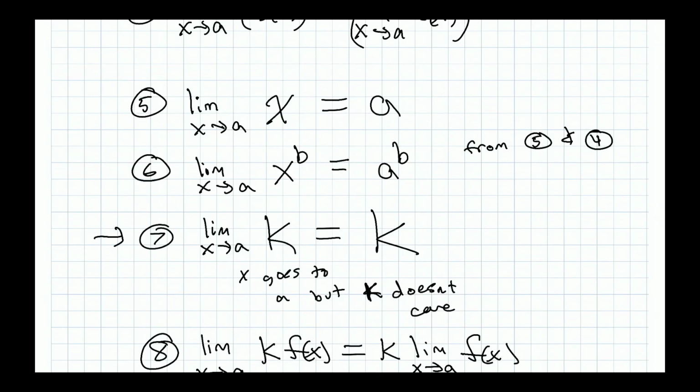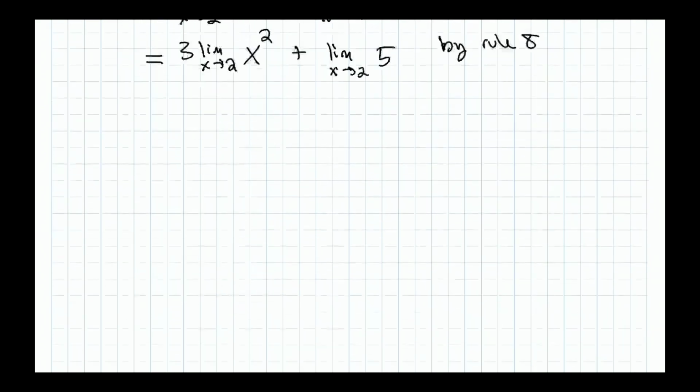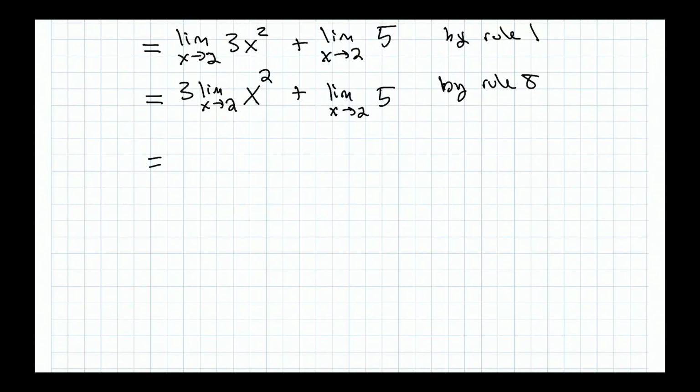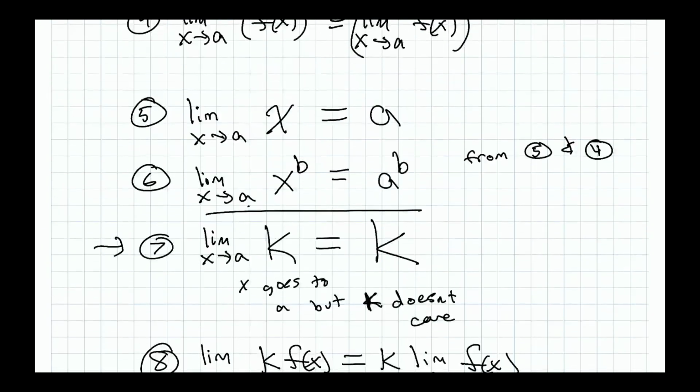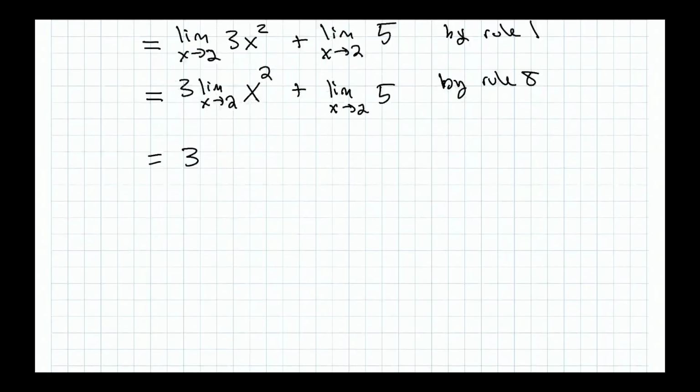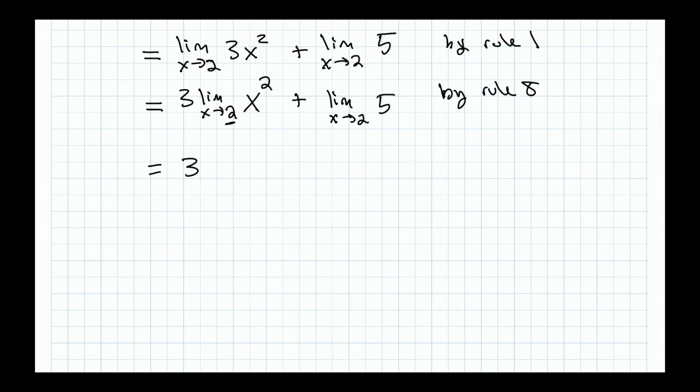So let's apply Rule 6 here. The limit as x goes to a of x to the b is a to the b. What that's saying is you can just plug in the a for x. Okay, so what rule was that? Number 6. So if I apply Rule 6 here, I just take that 2 and I put it in for x. All right, that's Rule 6.